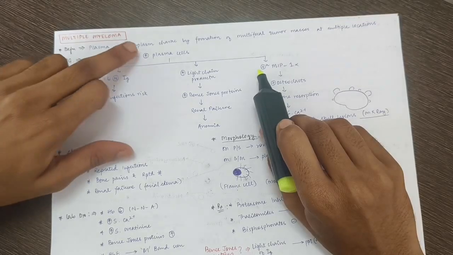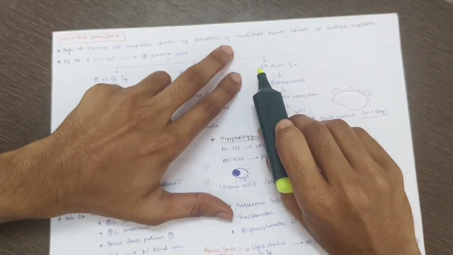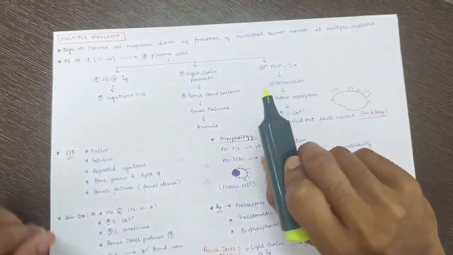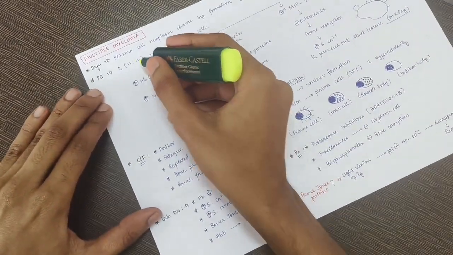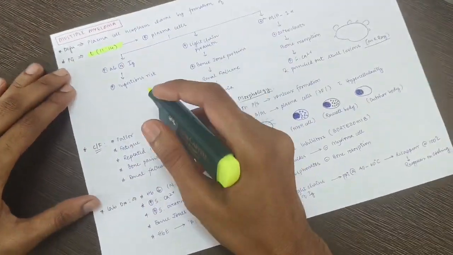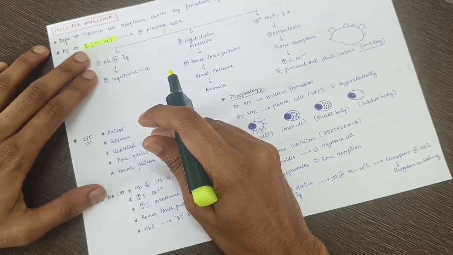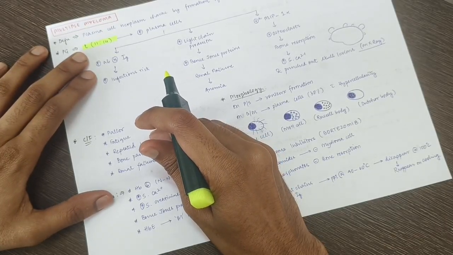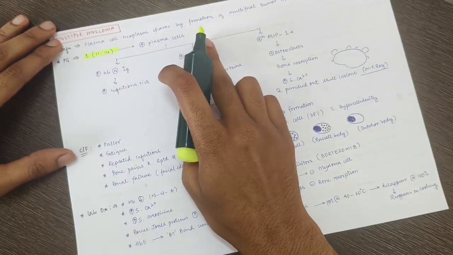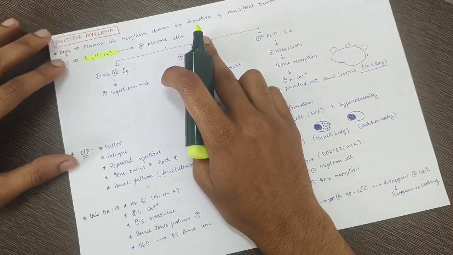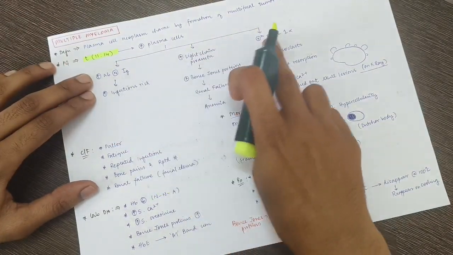Okay, it is a plasma cell neoplasm characterized by formation of multifocal tumor masses at multiple locations. So pathogenesis, basically the pathogenesis is mainly due to a chromosomal aberration, translocation 11;14, that has led to the formation of plasma cells. If these plasma cells increase so abnormally, what will that lead to? What is the fate of them?